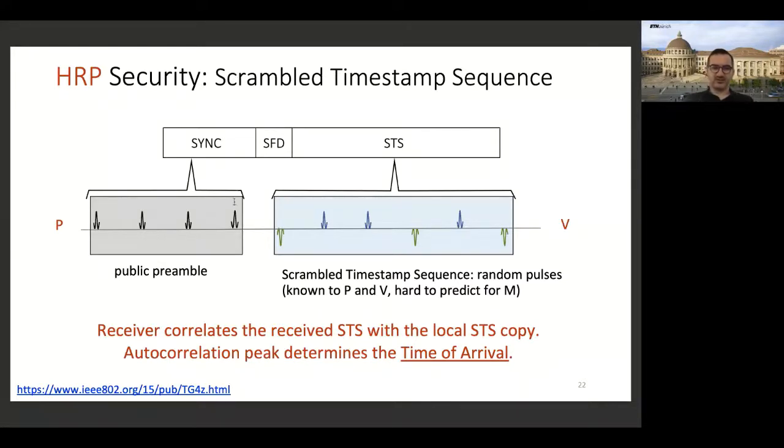So there is a public preamble in the packets of HRP, but there is also a scrambled timestamp sequence, which is these 4,000 random pulses that are transmitted by the sender and then need to be correlated at the receiver in order to obtain the time of arrival, right? Now, if this is shifted in time left or right, you will obtain a different time of arrival. Right? So this sounds kind of good, right? I mean, you decide on the arrival time based on the autocorrelation peak that you receive. Wherever the peak is the strongest, you can say, well, that's my time of arrival.